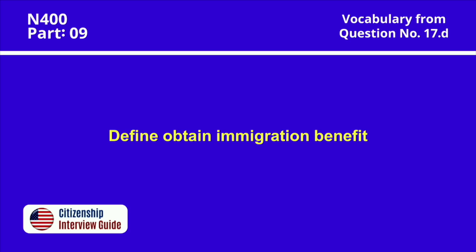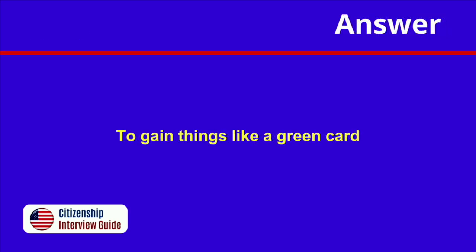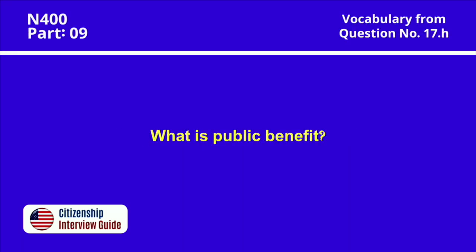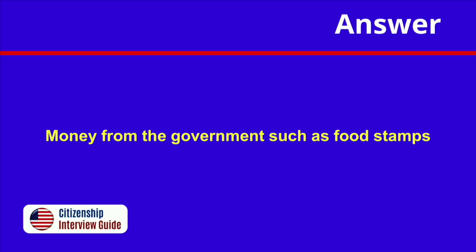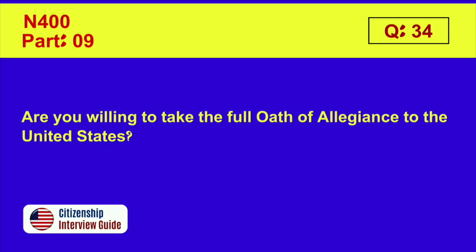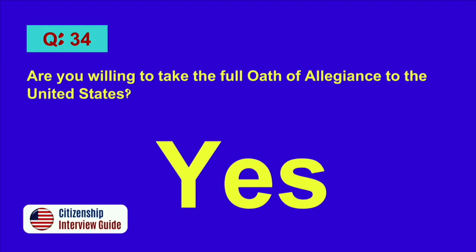Define, obtain immigration benefit. To gain things like a green card. What is public benefit? Money from the government. Such as food stamps. Are you willing to take the full oath of allegiance to the United States? Yes.